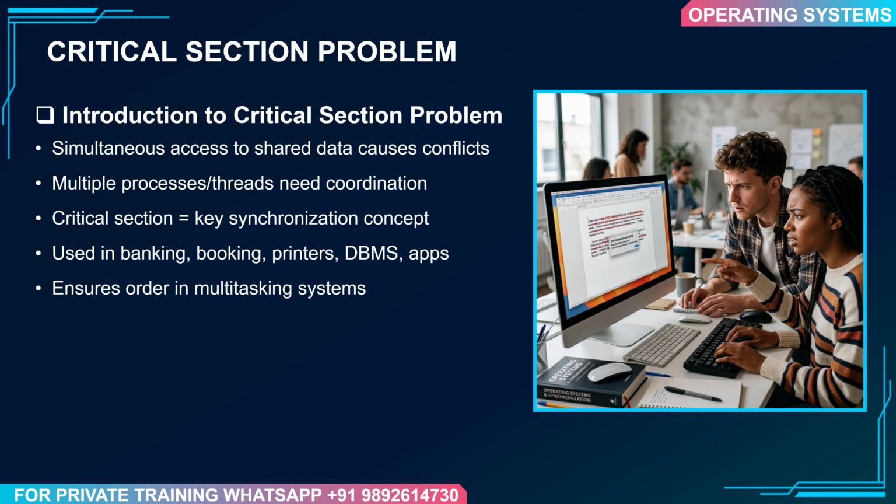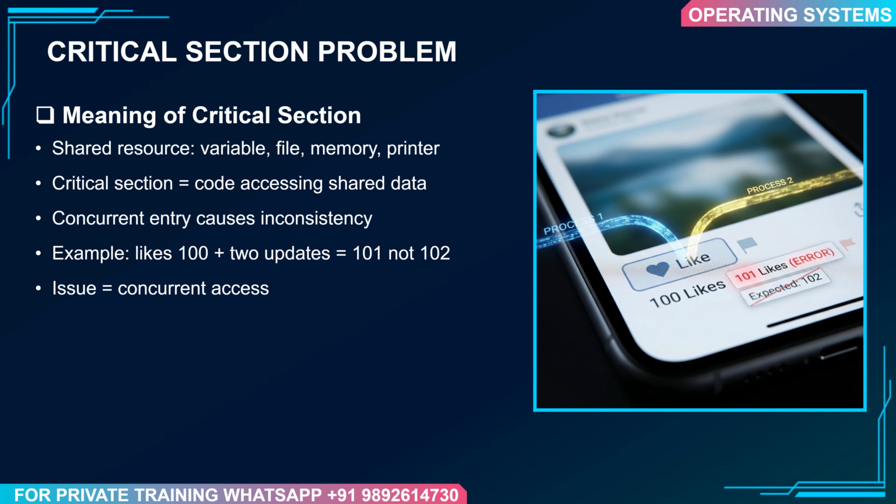It is not just a theory topic, it affects real systems like banking software, ticket booking platforms, printers, databases, and even mobile apps. Understanding this concept helps us see how operating systems maintain order when many tasks run at once. To understand it simply, imagine a shared resource, such as a variable, a file, a memory block, or a printer. If many processes need to use that resource, there must be a safe way to access it.